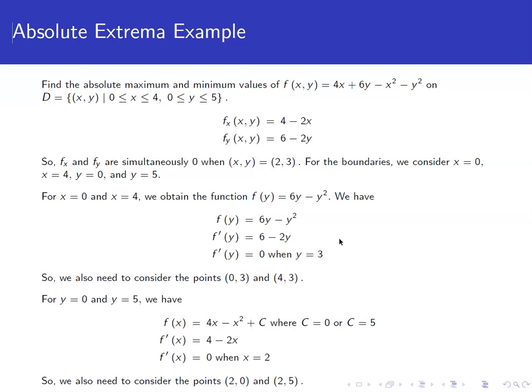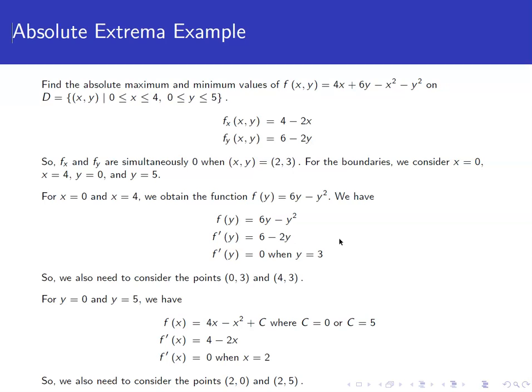So the first thing we do is we find the first partials. The first partial with respect to x is 4 minus 2x. With respect to y, we get 6 minus 2y. And the only time that these are simultaneously equal to 0 is when (x, y) is equal to (2, 3).